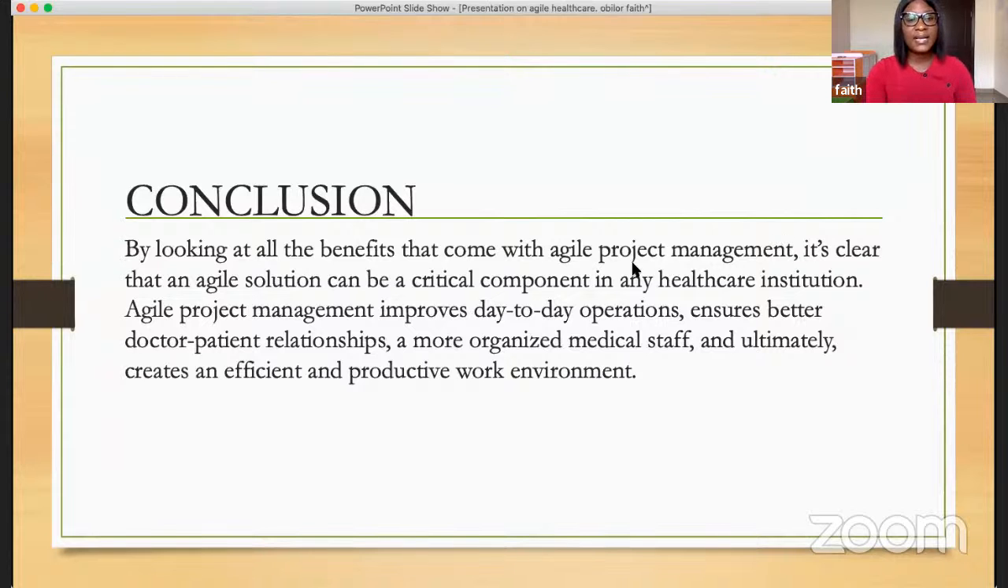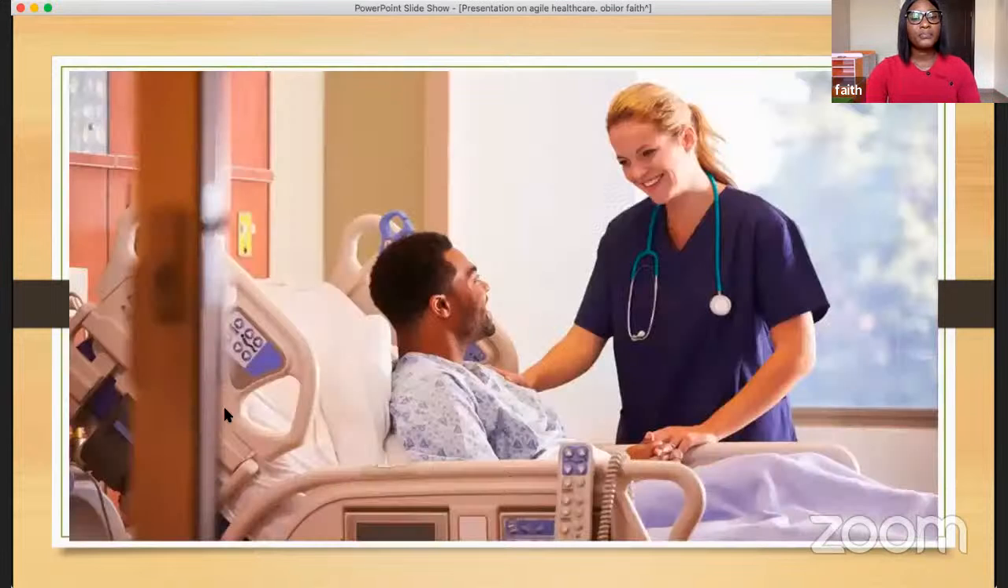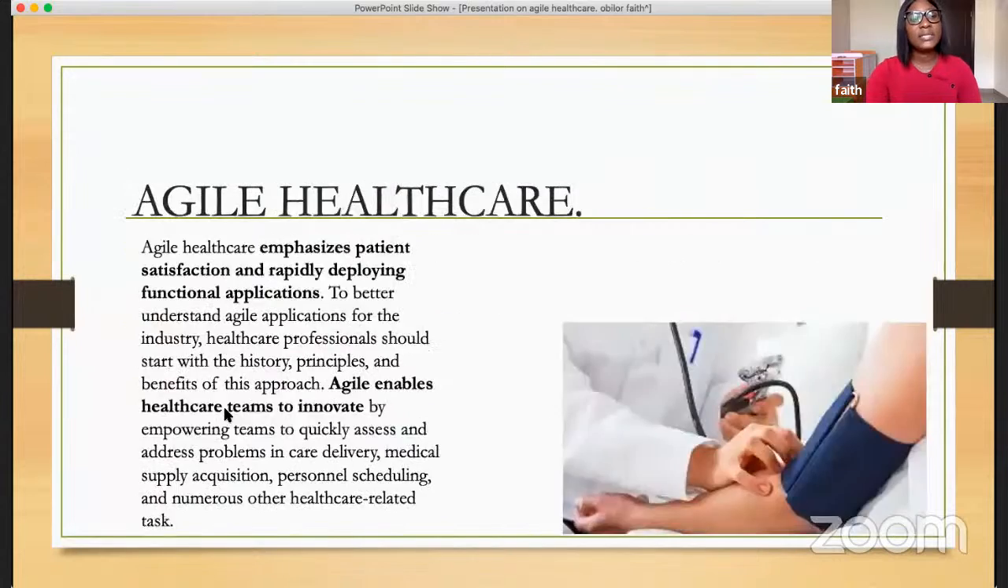It's clear that an Agile solution can be a critical component in any healthcare institution. Agile project management improves day-to-day operations, ensures a better doctor-patient relationship, a more organized medical staff, and ultimately creates an efficient and productive workspace.